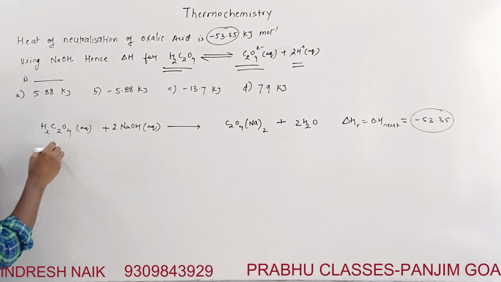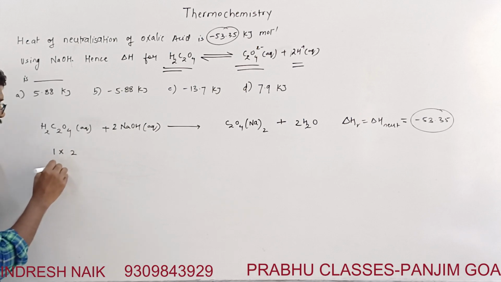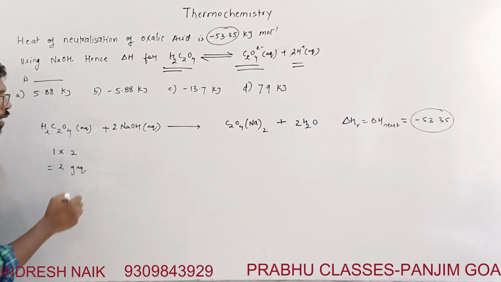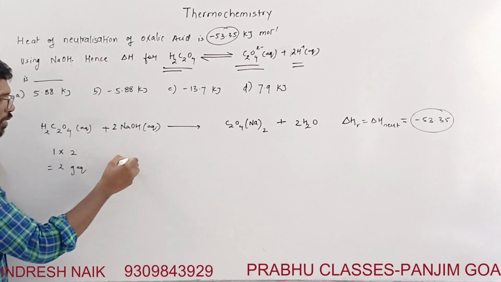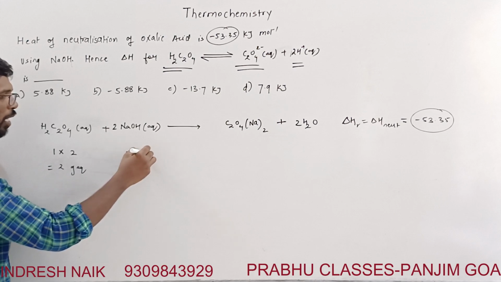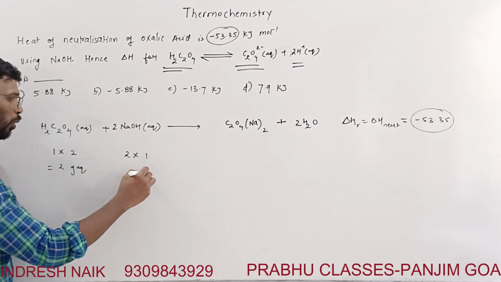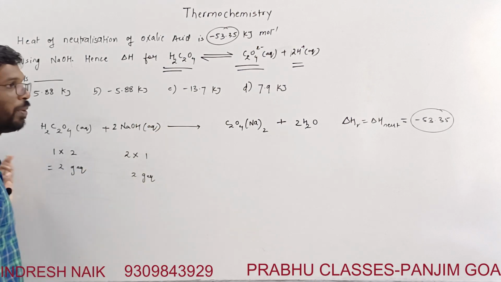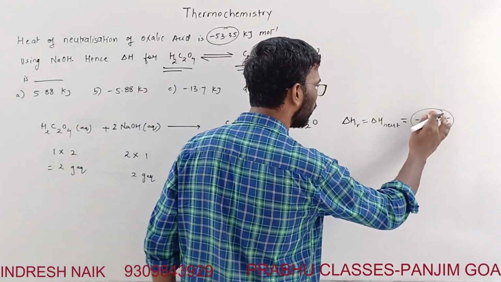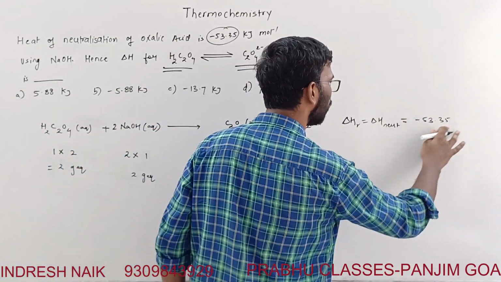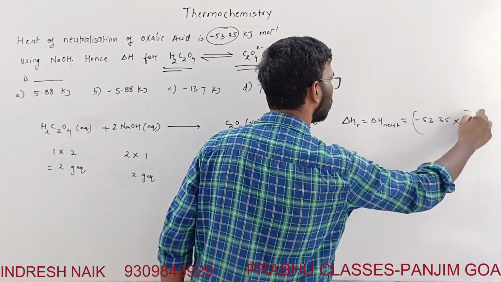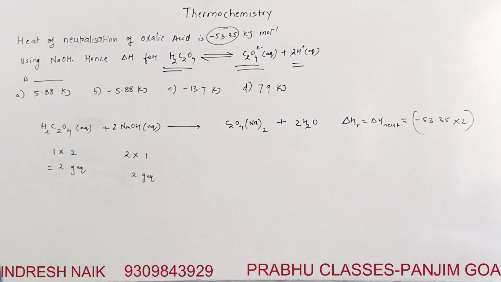How? Here this is 1 mole multiplied by n factor 2, so this is equal to 2 gram equivalent. And this is 2 moles multiplied by n factor, so that's why this is 2 gram equivalent. And the enthalpy of neutralization over here will be multiplied by 2. Understand? Because both are 2 gram equivalent.